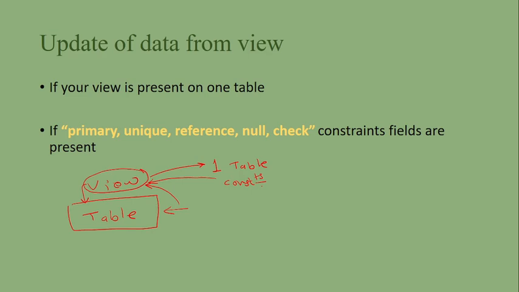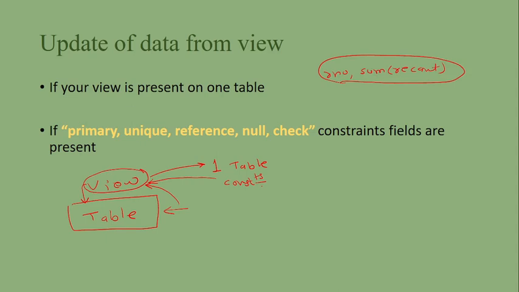But for this, the most important part is that the view must be present on a single table. If it is present on multiple tables, we cannot do anything. Or if aggregate functions are used, like roll number, comma, sum of receipt amount, group by RNO, as we have already learned, we cannot use that view for modifying data.